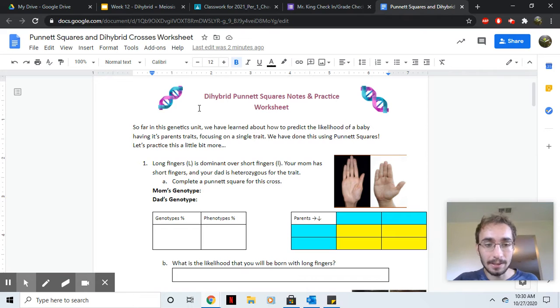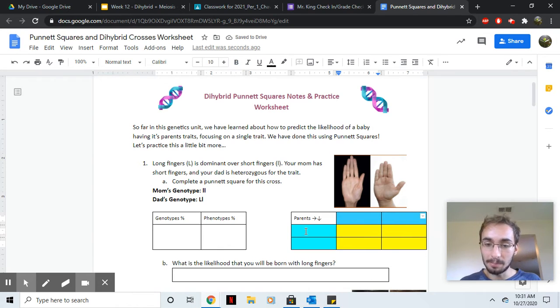So first one, here's the scenario. Long fingers is dominant over short fingers. Your mom has short fingers and your dad is heterozygous. So for the genotypes, if your mom has short fingers, she has to have 2 lowercase l's. Your dad is heterozygous, so one big, one small. If you guys remember, the parents will go up top and to the left. You'd put 1 letter per box for each allele that the parent can give. The mom can either give a short finger gene or another short finger gene. The dad can give long fingers or short finger genes. And remember, this big L will come across, this little L will come down.